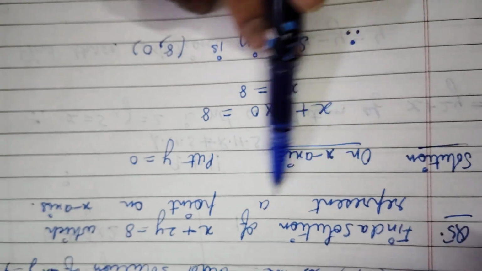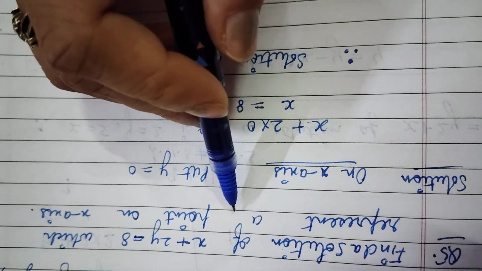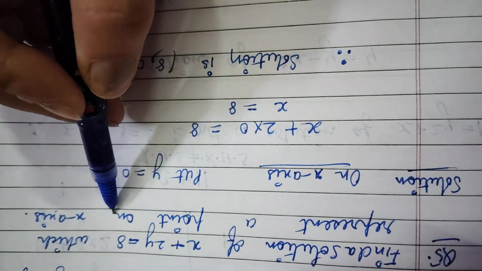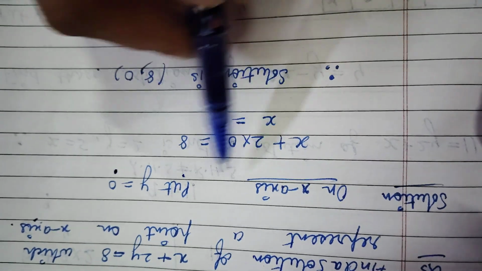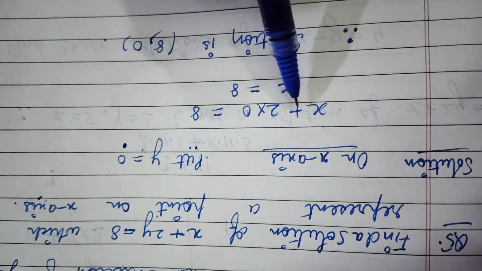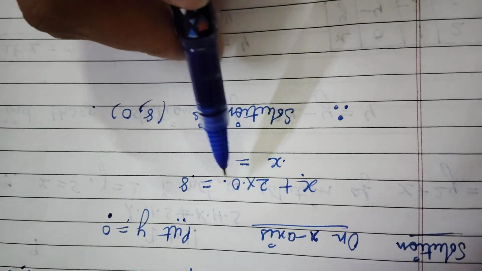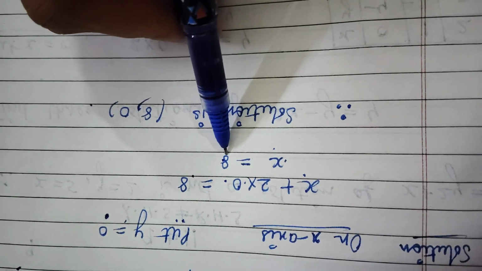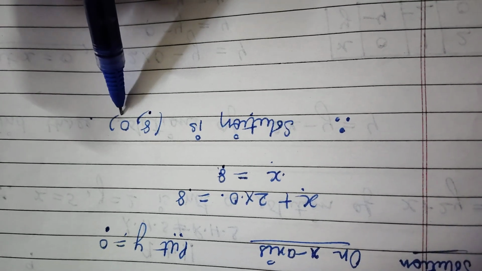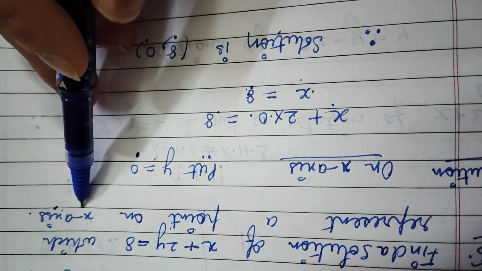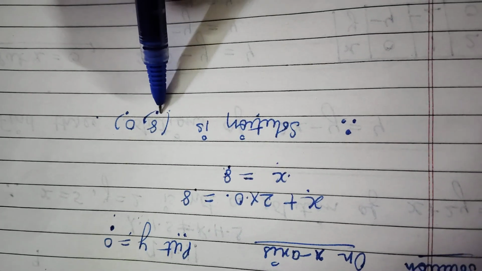Next question is, find a solution of x plus 2y is equal to 8 which represents a point on the x-axis. Represent a point on the x-axis means y is equal to 0. So put y equal to 0 in this equation. So it will become x plus 2 into 0 is equal to 8. So x plus 0 is 8, x is equal to 8. So the solution is (8, 0) because this is the x coordinate, this is the y coordinate, and on the x-axis we know that the y coordinate is 0. So the solution will become (8, 0).